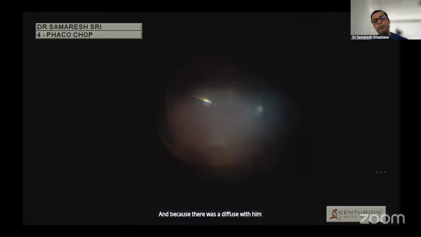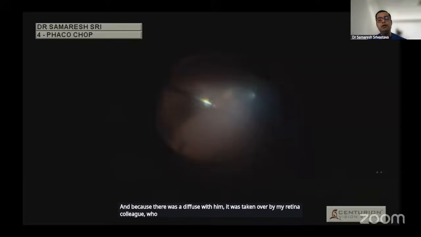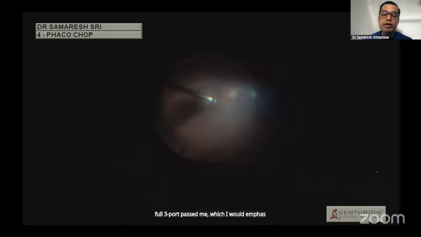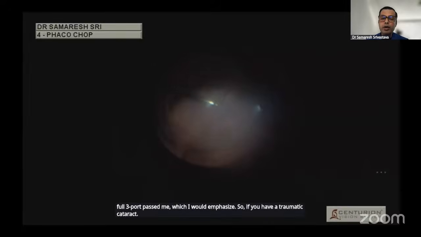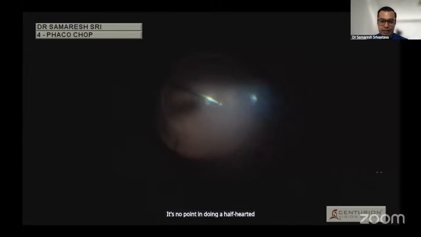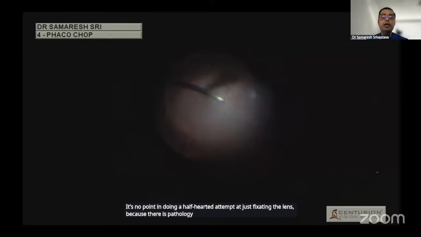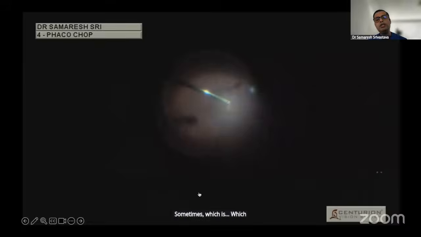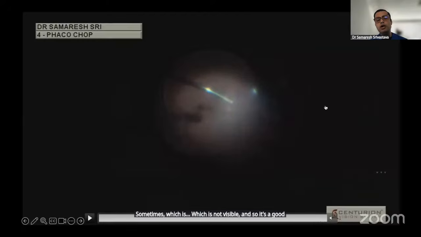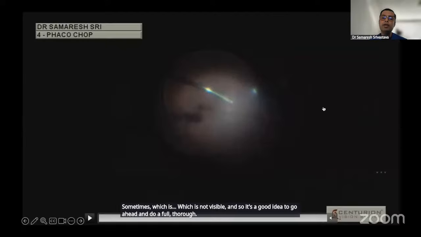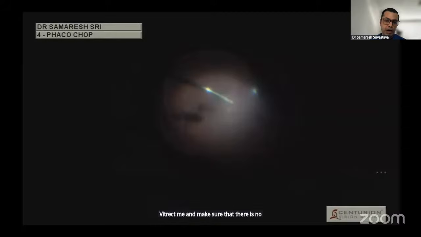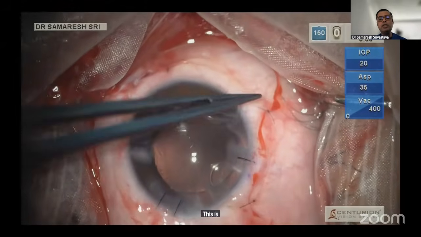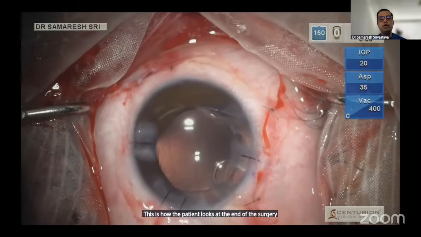It was taken over by my retina colleague who went ahead and did a full 3-port pars plana vitrectomy, which I would emphasize. So if you have a traumatic cataract, there is no point in doing a half-hearted attempt at just fixating the lens because there is pathology posteriorly, sometimes not visible. And so it's a good idea to go ahead and do a full thorough vitrectomy and make sure that there are no breaks, because if there are, this is the best time to laser them off. This is how the patient looks at the end of the surgery. Everything was sutured and the globe was tight.